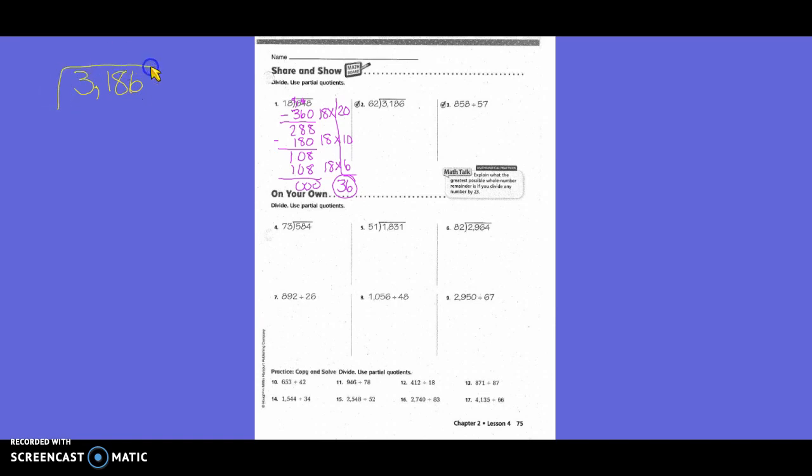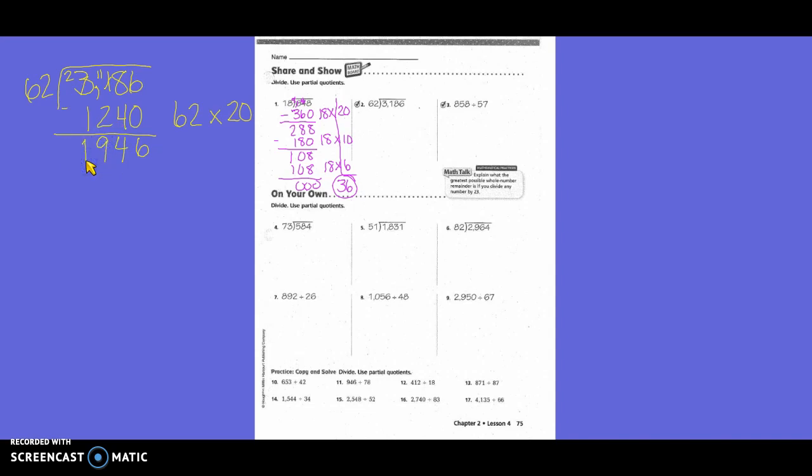33,186 divided by 62. So what could I do first? 62 times what? 20. Times 20. Okay. So 62 plus 62 would be what? 124. And then add a 0. And then I subtract. 6 minus 0 is 6. 8 minus 4 is 4. This becomes an 11, and this becomes a 2. 11 minus 2 is 9. 2 minus 1 is 1.